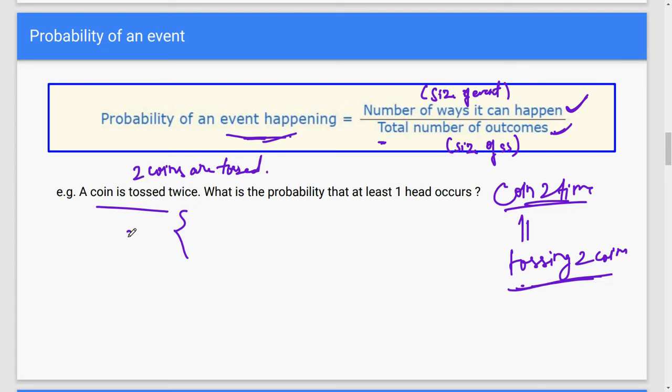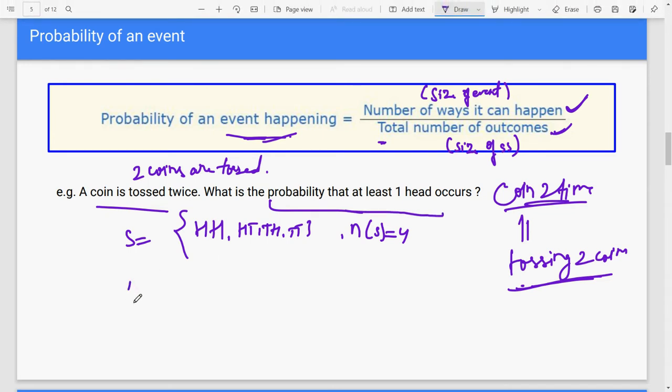So first of all, to find this probability, you need to find the sample space. As I explained, a coin is tossed twice, so the sample space will be HH, HT, TH and TT. The size of the sample space, represented by n(S), is equal to 4. And the event is: find the probability that at least one head occurs. So the event is at least one head.